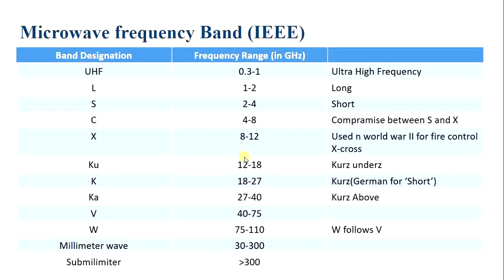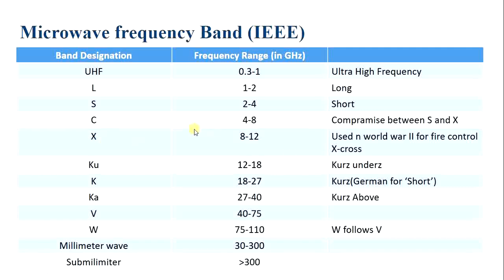Moving to the IEEE spectrum of microwave frequencies, the bands are further divided into several bands. First is UHF, which ranges from 0.3 to 1 GHz. UHF stands for ultra high frequency. L stands for long, and the frequency ranges from 1 to 2 GHz. S band is from 2 to 4 GHz, and S stands for short. While the C band ranges from 4 to 8 GHz, and it is a compromise between the S and X. So it is denoted with C.